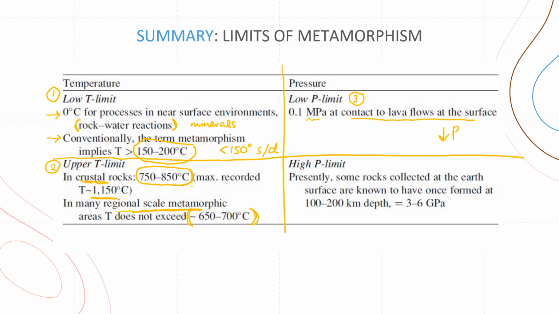And as we discussed earlier, the higher pressure limit: for some rocks collected at the Earth's surface, we now know that they once formed at a depth of 100 to 200 kilometers, and that gives us a pressure of 3 to 6 gigapascals. So gigapascals, ultra high pressure. That is the summary for what we just discussed, and we will be moving on to the next slide.